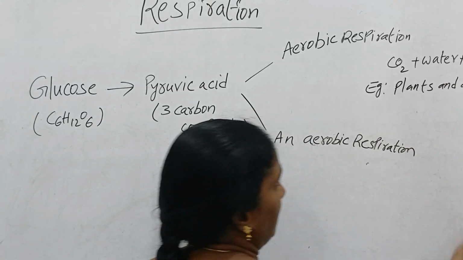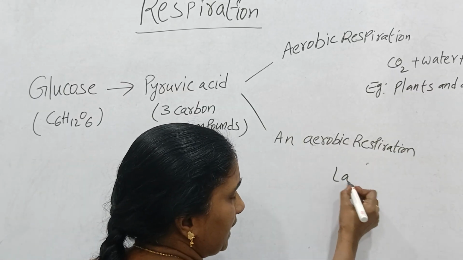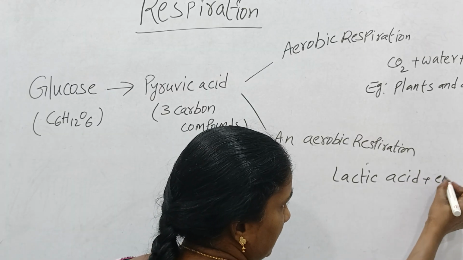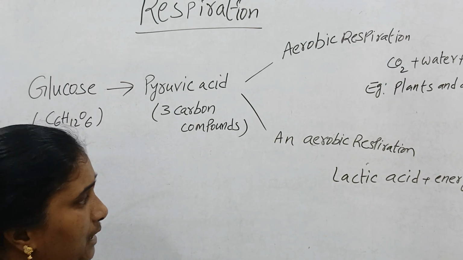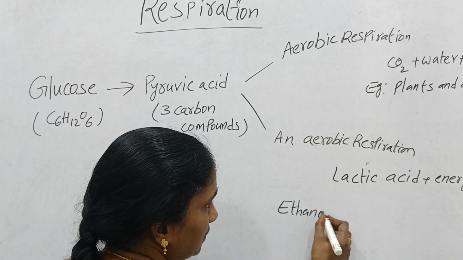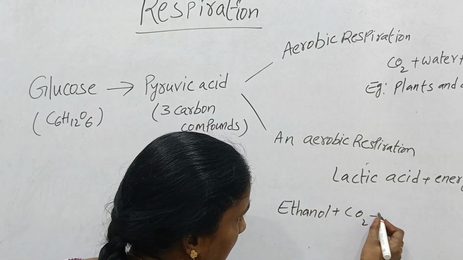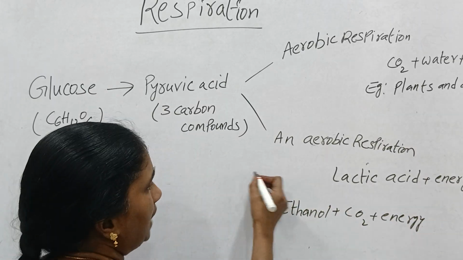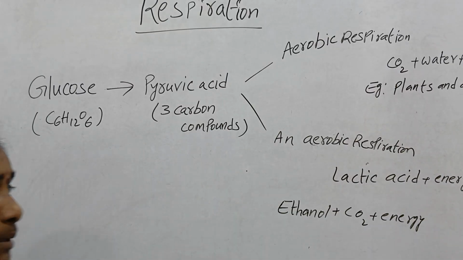Anaerobic respiration occurs in the absence of oxygen. Here what are the end products? Lactic acid plus energy. Otherwise ethanol, carbon dioxide plus energy. So, lactic acid and energy will be released in lactobacillus bacteria. Ethanol, carbon dioxide and energy will be released in other microorganisms.